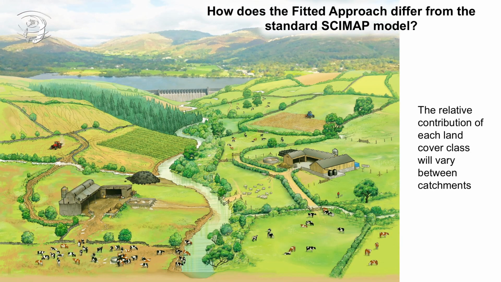And these are based on logical assumptions, but there's so much difference between catchments. So perhaps your catchment might look more like the left-hand side of the screen, or parts of it might look more like the right, and that will affect how much those land classes are contributing to pollution.